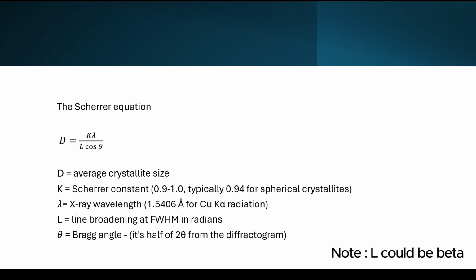Your crystallite size can be calculated using the Scherrer equation, where D equals Kλ over L cos theta, where D is your average crystallite size, K is the Scherrer constant, typically 0.94 for spherical crystallites, and λ is your X-ray wavelength, which is around 1.5406 Angstrom. L is the line broadening at FWHM in radians, and theta is your Bragg angle. It's typically half of 2 theta from the diffractogram.